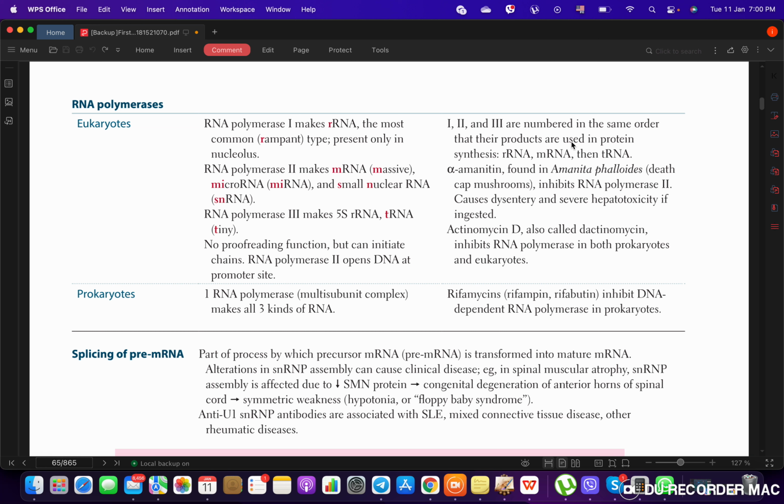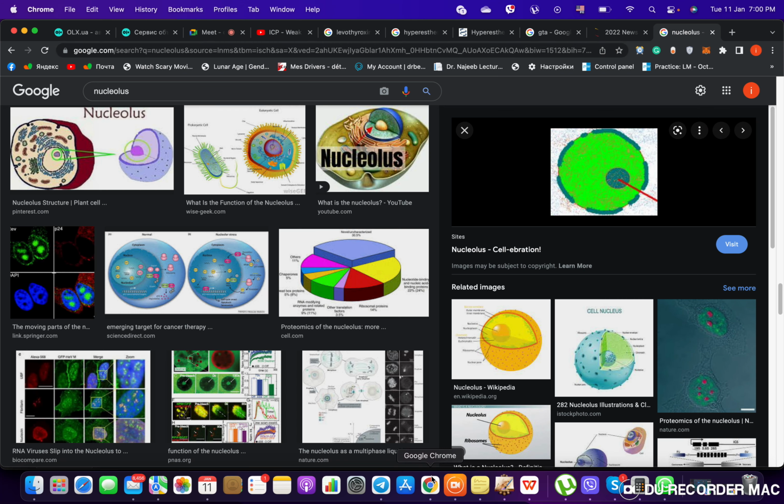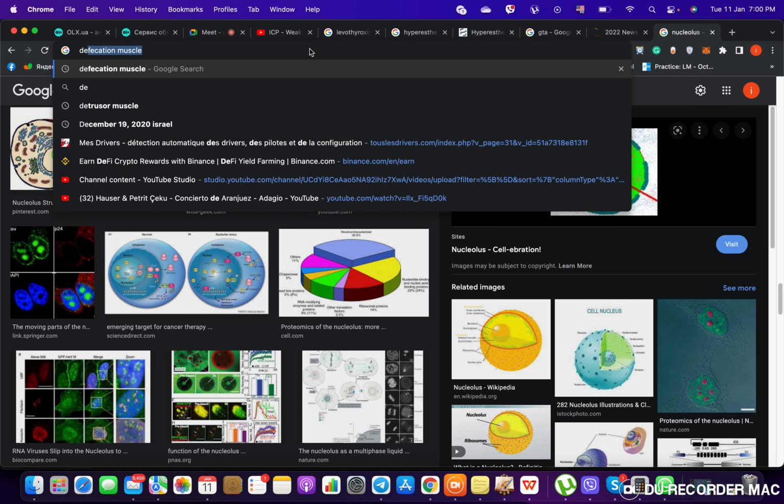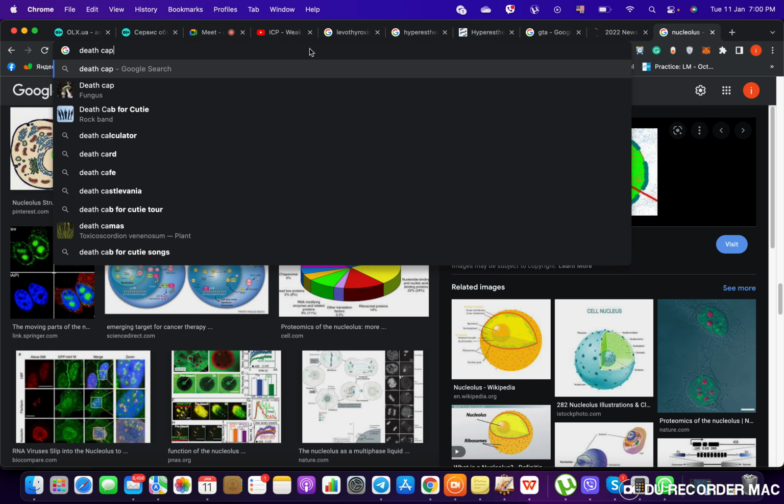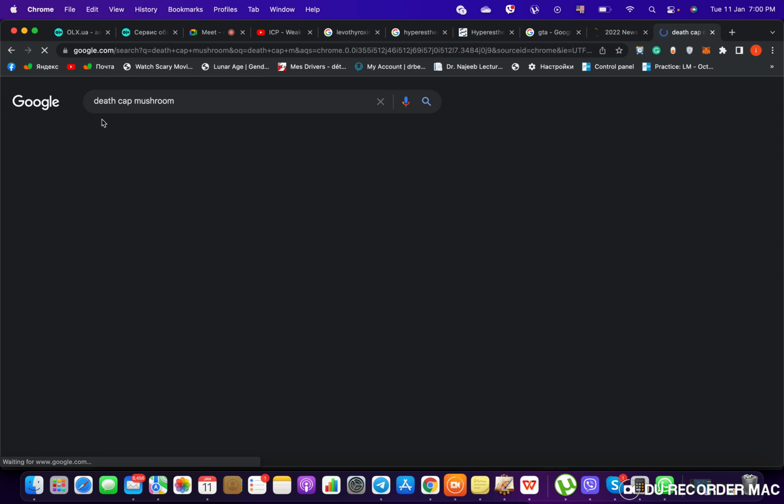So the rRNA is to make the ribosomes, the mRNA goes to the ribosomes to be translated, and the tRNA brings the amino acids to the ribosomes to be added into the sequence. So now this is important. Death cap mushroom.